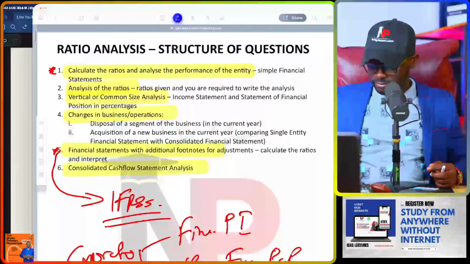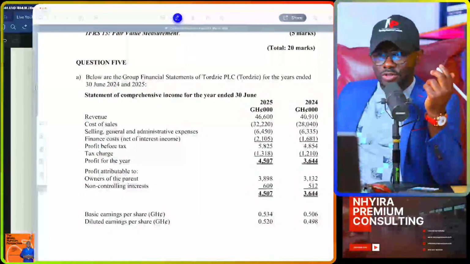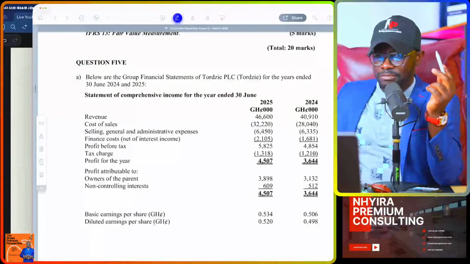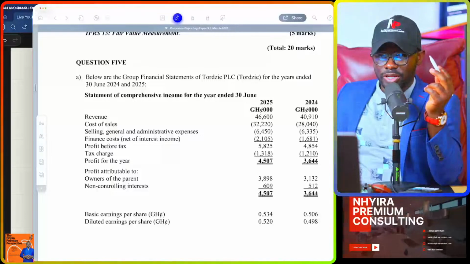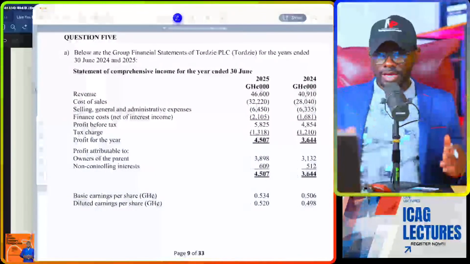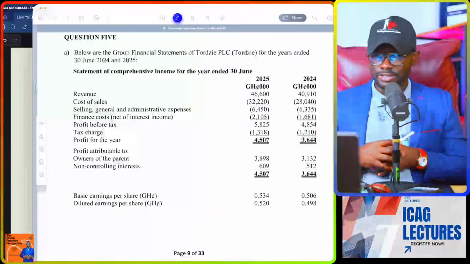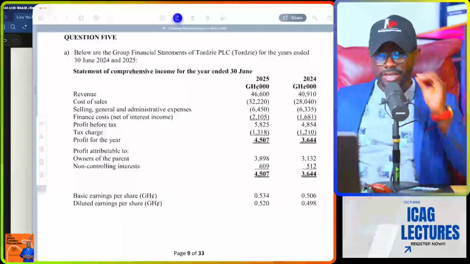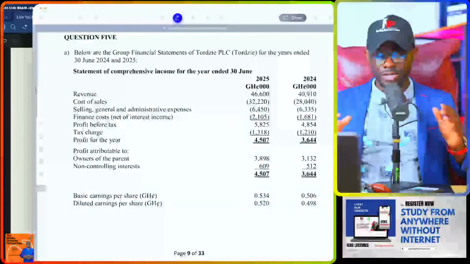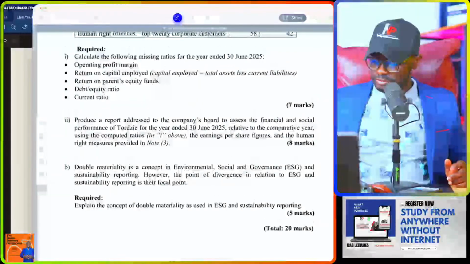So let's go. We are looking at ICAG March 2026 Corporate Reporting Question 5. That is what we want to use as a guinea pig in our discussion today as we get ourselves excited into this area of our discussion. Let's see the requirements we have here.